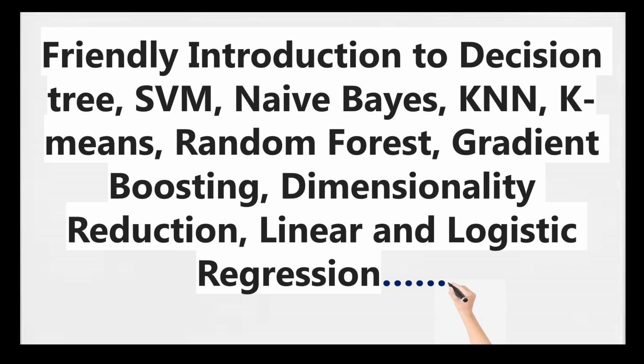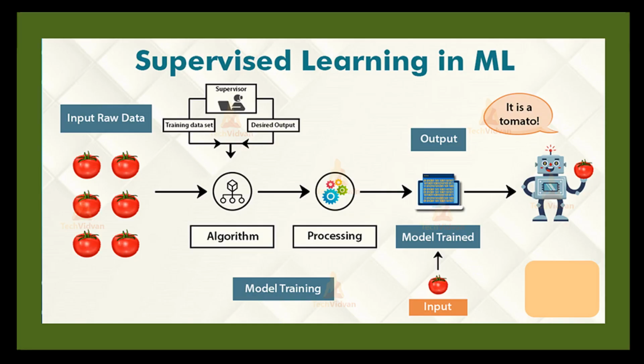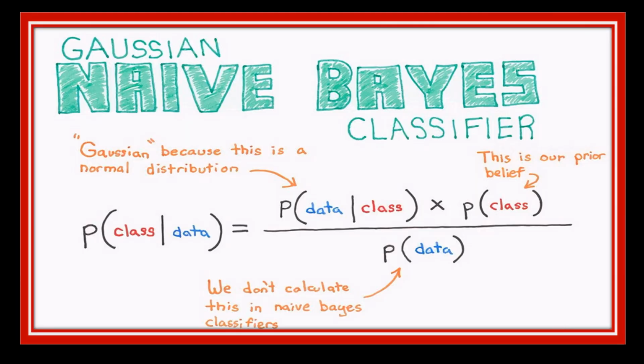Are you curious about the magic behind machine learning algorithms and their ability to solve complex problems? So today we'll delve into this fascinating world of ML and explore the heart and soul of the field. Essentially, algorithms like decision trees, support vector machines, naive Bayes, k-nearest neighbors, clustering, random forest, gradient boosting, dimensionality reduction techniques and regression-based techniques. So first, let's start with the naive Bayes technique.